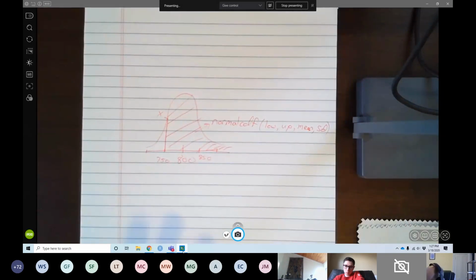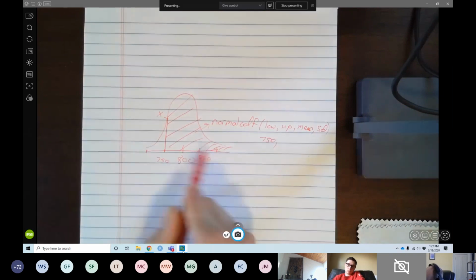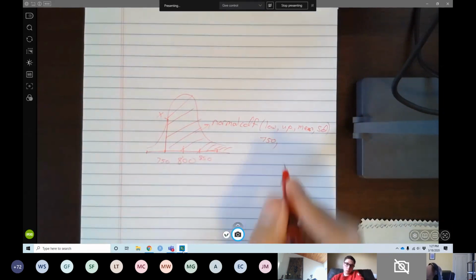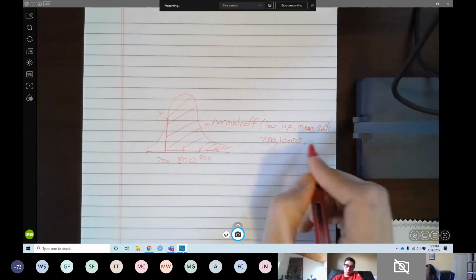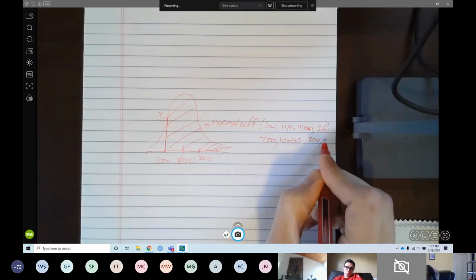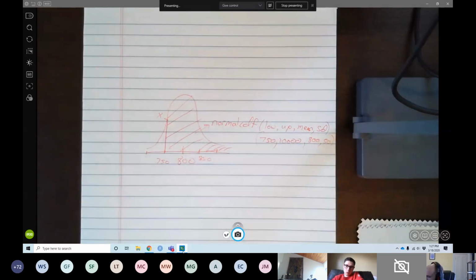So in our case, our lower bound is where we start shading, at 750. Our upper bound, technically normals go on forever, so we just want to enter some large number. We had a mean of 800 and a standard deviation of 50. So that's what we'd want to enter into our calculator.